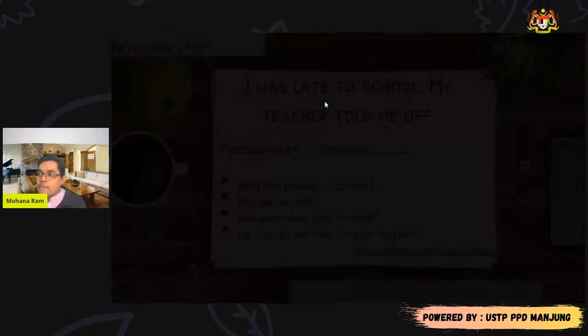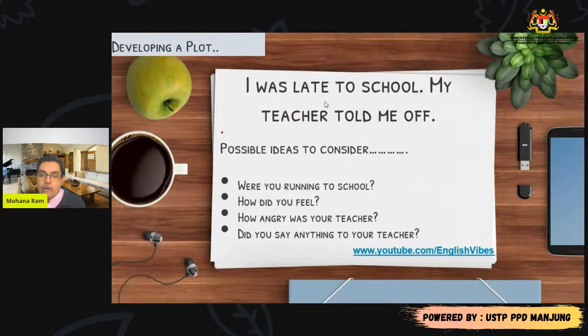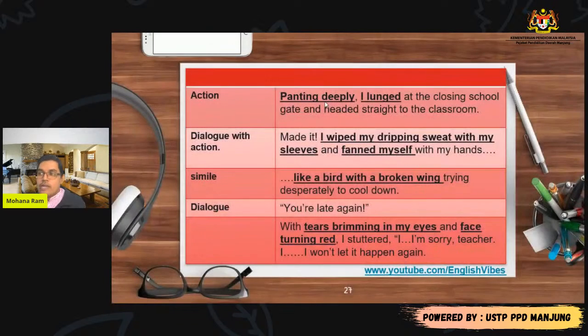Based on this question, I was late to school, my teacher told me off, when you develop your essay, your paragraph, you can put these things. You can have action, you can have dialogue, and you can use a simile. For example: Panting deeply, I lunged at the closing school gate and headed straight to the classroom. Made it! I wiped my dripping sweat with my sleeves and fanned myself with my hands, like a bird with a broken wing, trying to desperately cool down.